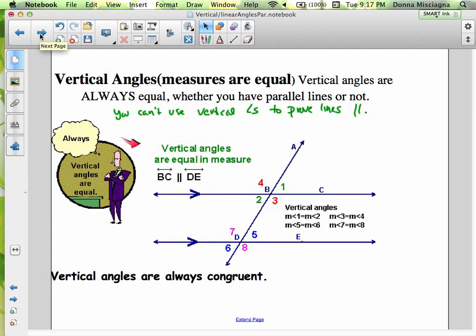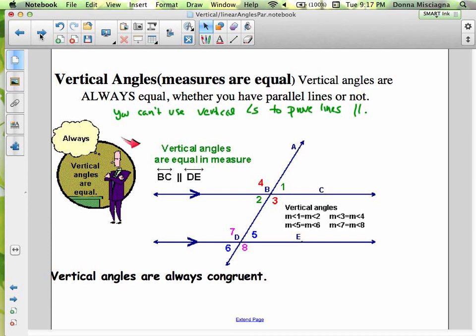So vertical angles, those are always equal, all the time. Doesn't matter whether you have parallel lines or not. I already have this written in your notes for you. You can't use vertical angles to prove lines parallel. It proves nothing. It's always true.